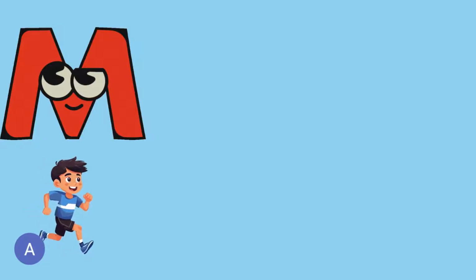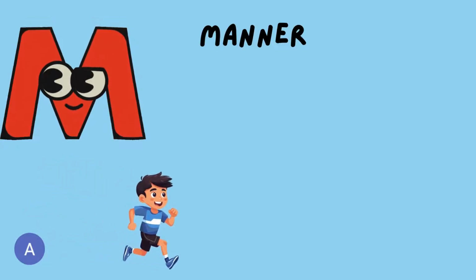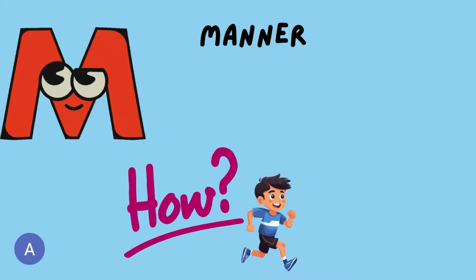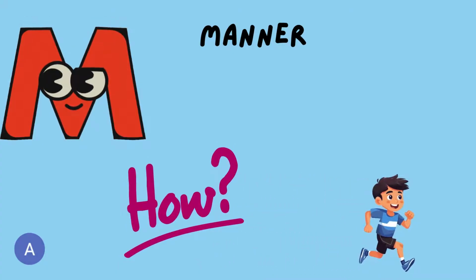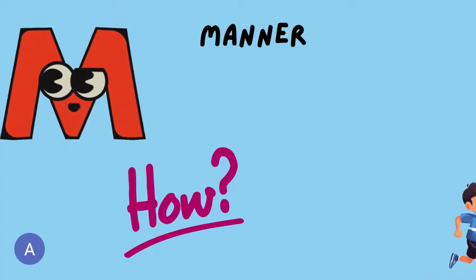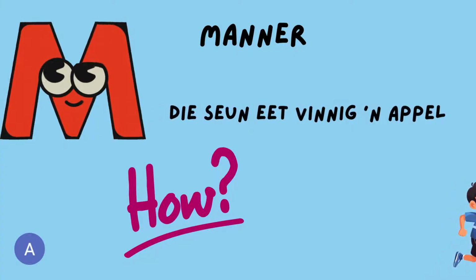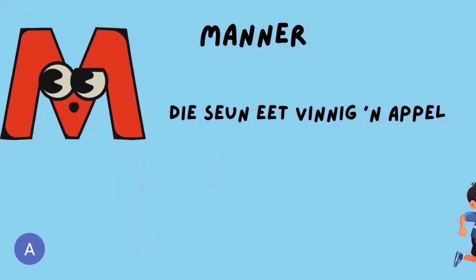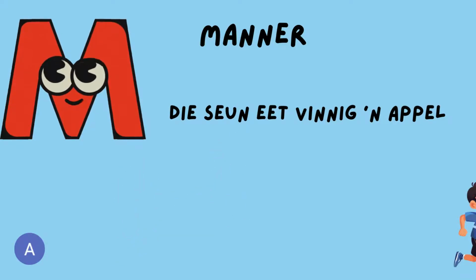M is for manner. This tells us how the action is being done. It can describe speed, style, or any other way the action happens. For example, "die seun eet vinnig 'n appel." Now we know he is eating the apple quickly.